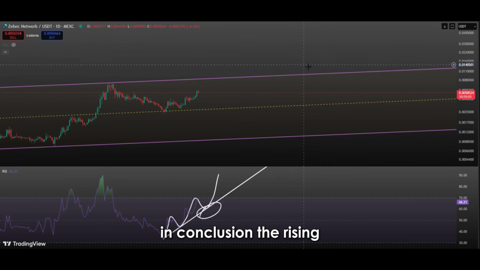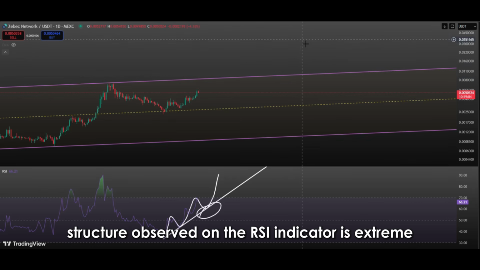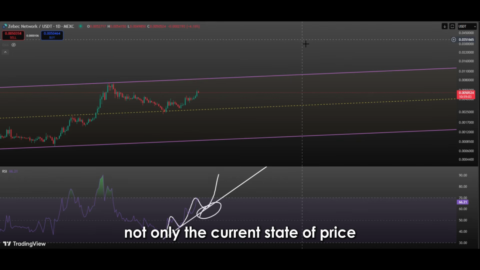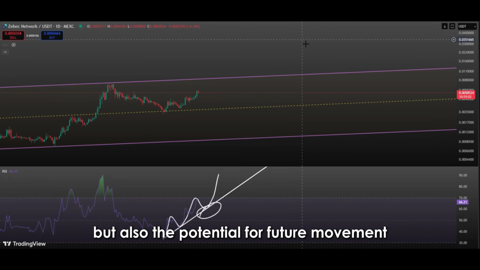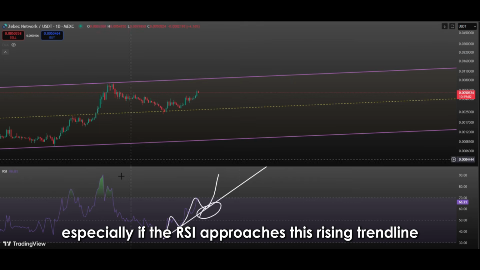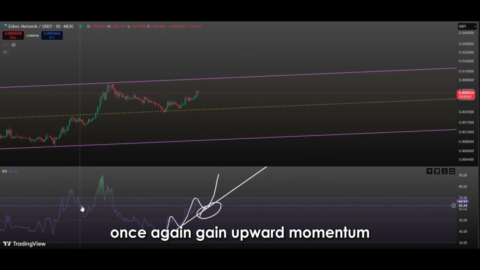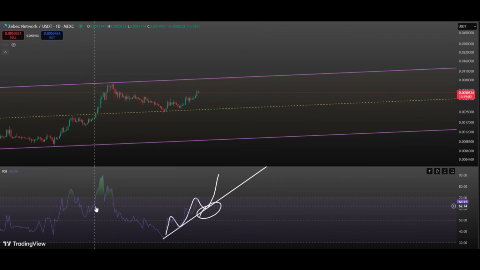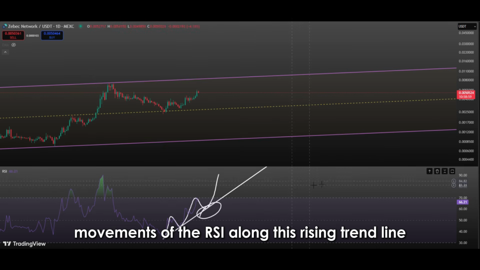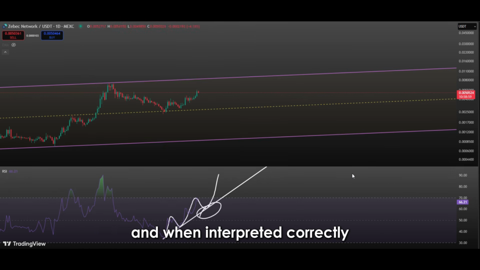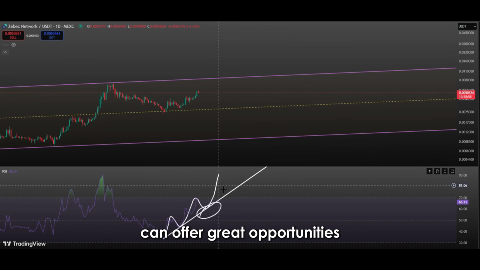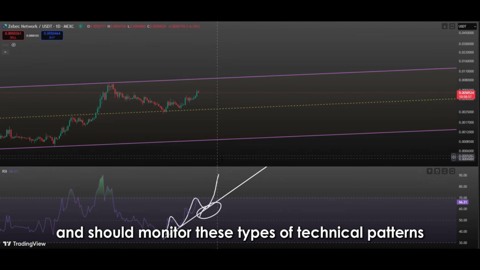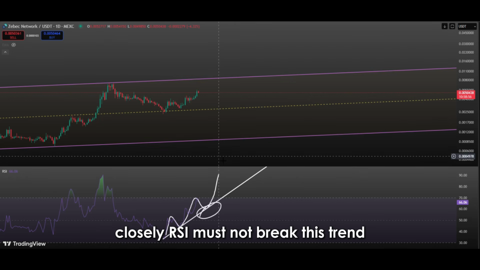In conclusion, the rising trend structure observed on the RSI indicator is extremely valuable from a technical analysis perspective. This structure can indicate not only the current state of prices, but also the potential for future movement. Especially if the RSI approaches this rising trend line and bounces upward, it signals that prices may once again gain upward momentum. This should be viewed as a very promising technical setup for investors. Movements of the RSI along this rising trend line reveal much about market sentiment and, when interpreted correctly, can offer great opportunities. Therefore, investors should never overlook RSI trend structures and should monitor these types of technical patterns closely. RSI must not break this trend.